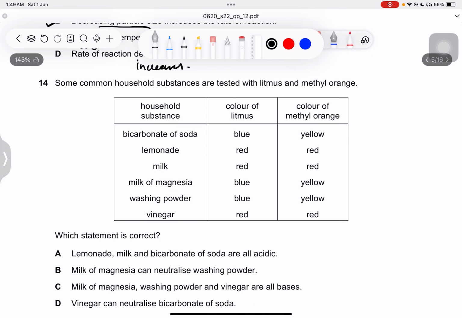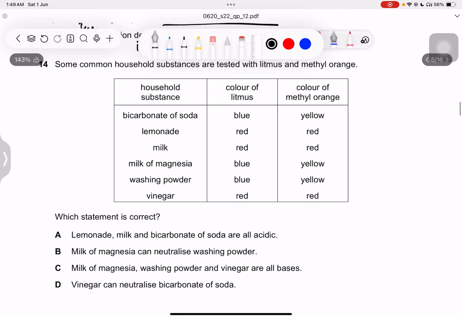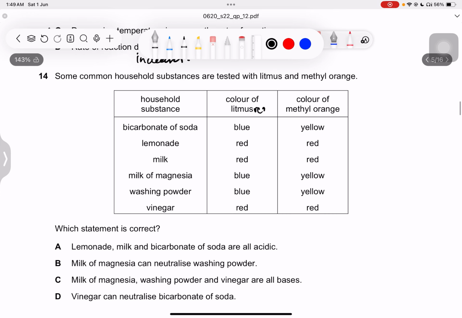Some common household substances are tested with litmus and methyl orange. Which statement is correct? Okay, so litmus should be red for acid and blue for base, and methyl orange is red for acid and yellow for base.